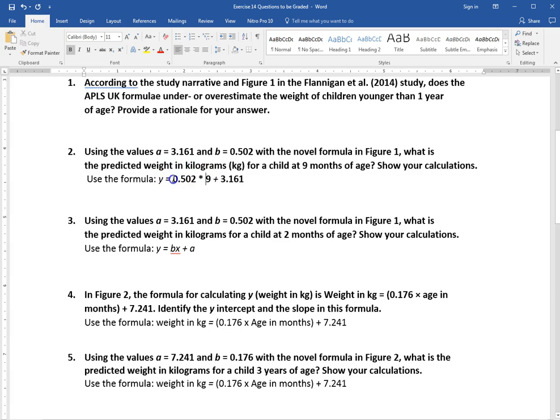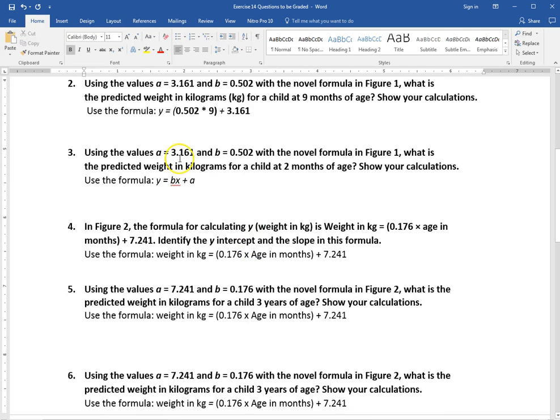And then the last thing I need to remember is my order of operations. It's just implied that there's parentheses here. So I'm going to do this multiplication first. I'm going to multiply b times my x value, and then I'm going to add my a value to that total. So just make sure you do that in the proper order of operations. So that's how you would set up this formula.